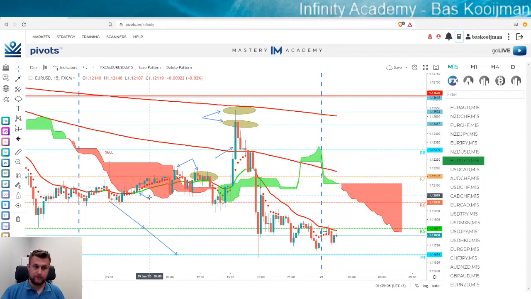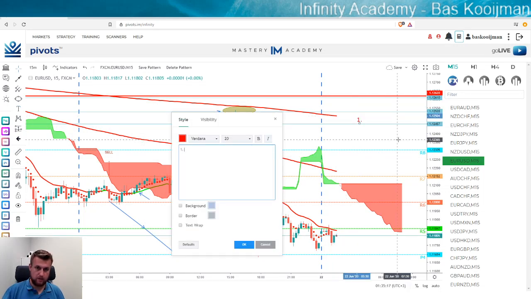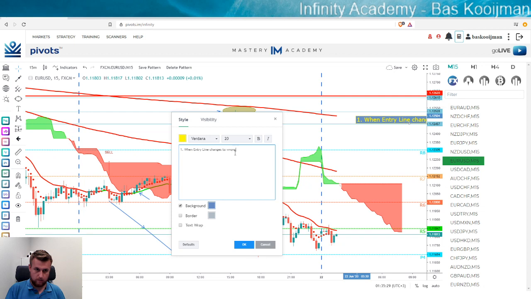So here we have the 5 different ways of exiting the trade. The first one, when the entry line changes. And I'm going to type them out for you so you have them all very clear in one spot. When entry line changes to wrong color.